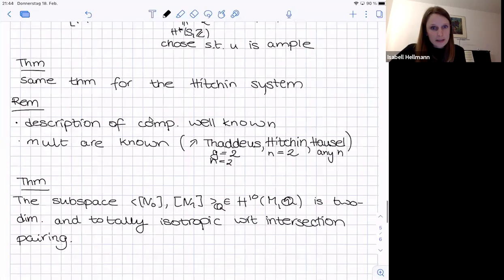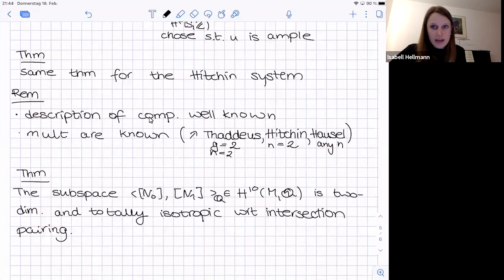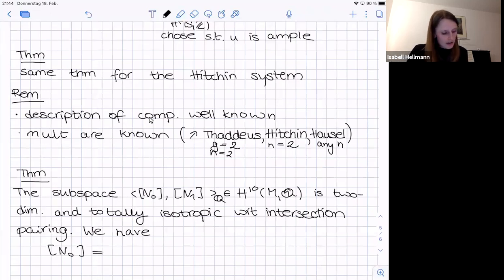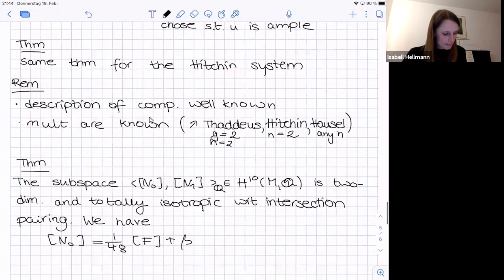Moreover, I can also give a more precise description of the classes, namely N0 I can write as 1/48 times the class of a general fiber plus some class beta, and N1 is 5/12 times the class of a general fiber minus 4 times beta, so the same beta as above.